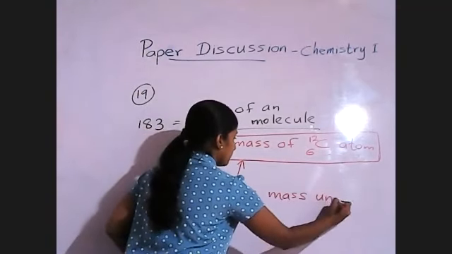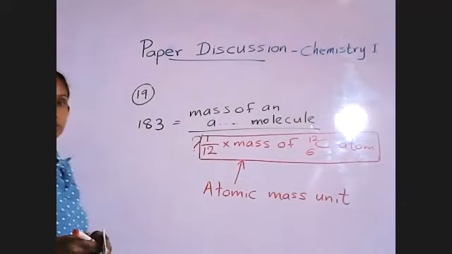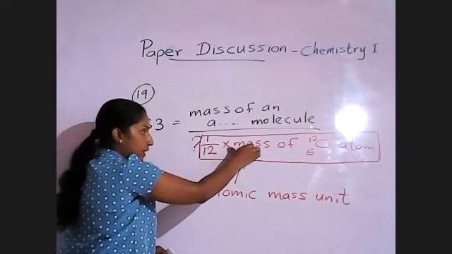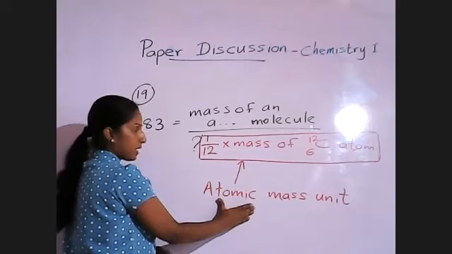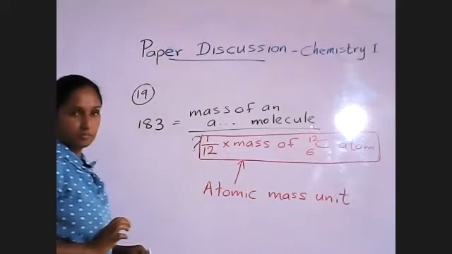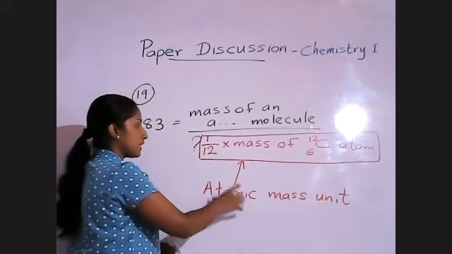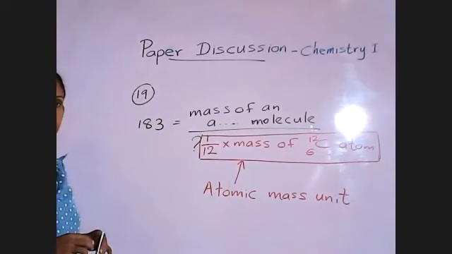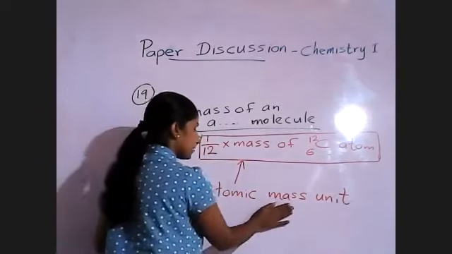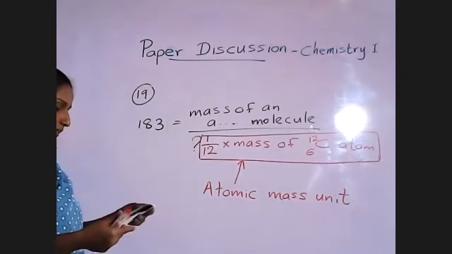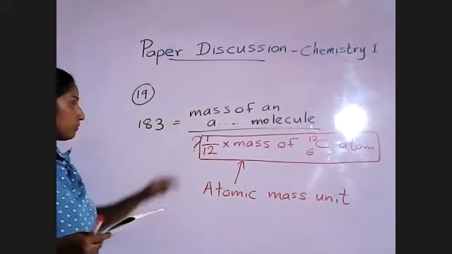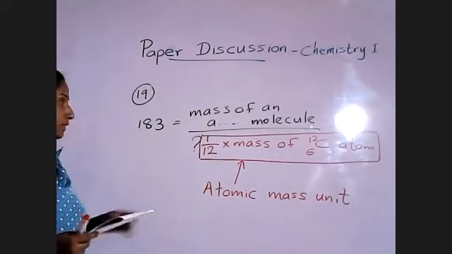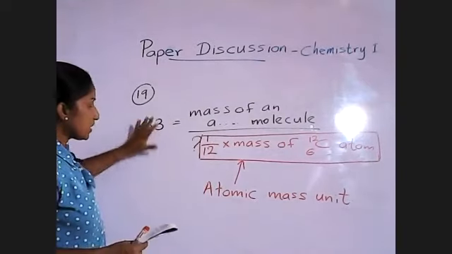So they can give a question using the atomic mass unit also. Atomic mass unit means the calculated value of this. If you are given the atomic mass unit, there is no need to take the 1/12 part, because it means they have already taken 1/12 of the mass of the carbon-12 atom. So what is the answer? Second one. They can give a question using this.